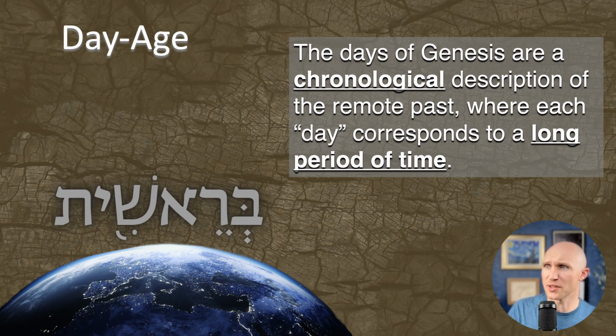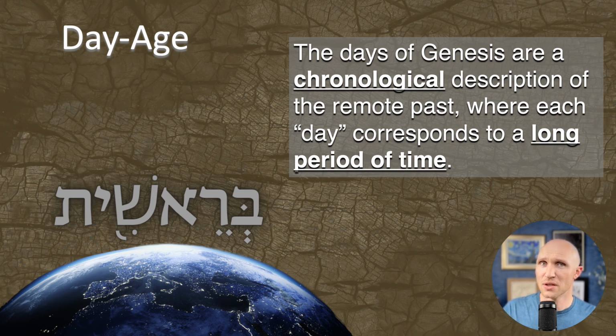The day age is this idea where rather than it being 6 24-hour periods of time, the days of Genesis are a chronological description of the remote past, where each day corresponds to a very long period of time. So if I were to say that Peyton Manning was a great quarterback in his day, that obviously doesn't mean one 24-hour period of time. I'm rather using the word day to describe the entire era of Peyton Manning, and that's essentially what the day age view is going to hold.